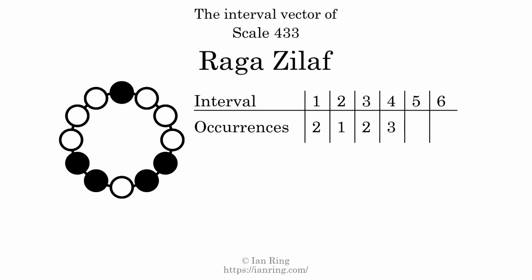There are 3 intervals with the size of 4 semitones. They are here, here, and here. There are 2 intervals with the size of 5 semitones. They are here and here. There are no intervals with the size of 6 semitones. Each interval does not appear in this scale a unique number of times, so this is not a deep scale.